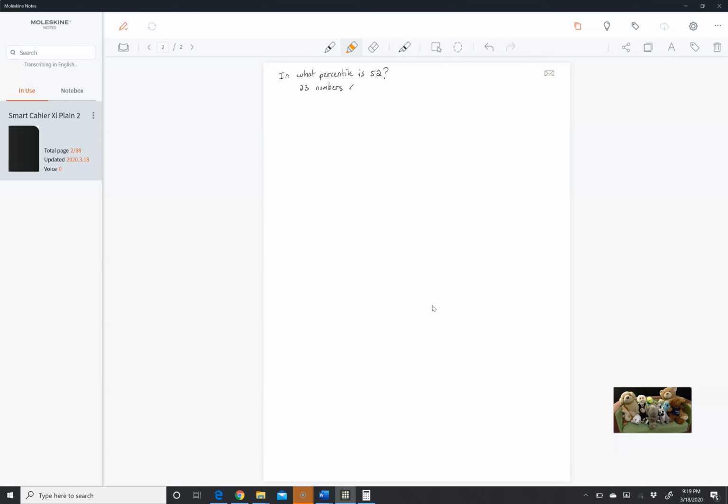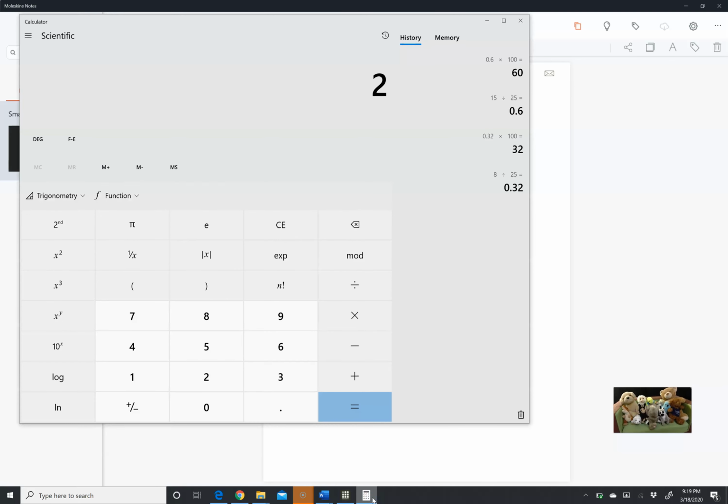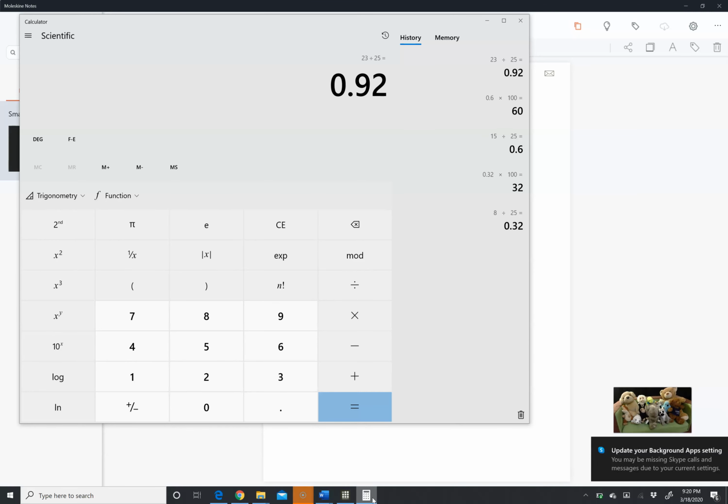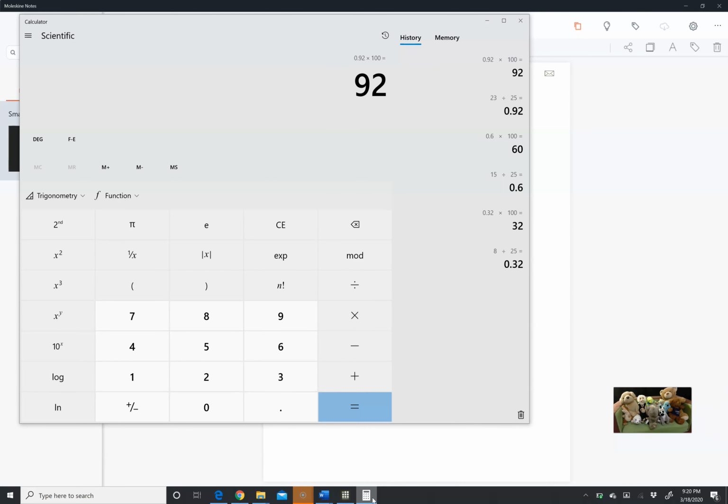Remember that this means less than. So we're going to say that the percentile is 23 over 25. We're going to multiply by 100. So notice this bottom number is always the same. That's because it's the total number of pieces of data. And again, if we bring up our calculator, 23 divided by 25 is 0.92. And then when we multiply by 100, we get 92%. So 52 is in the 92nd percentile.